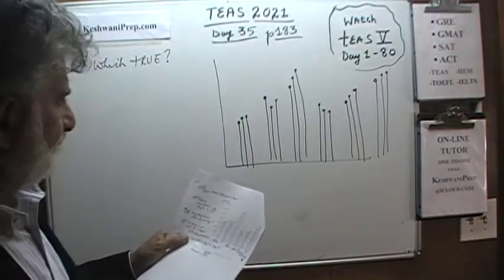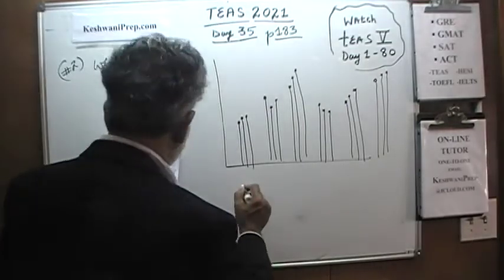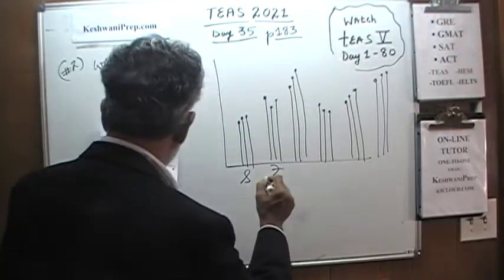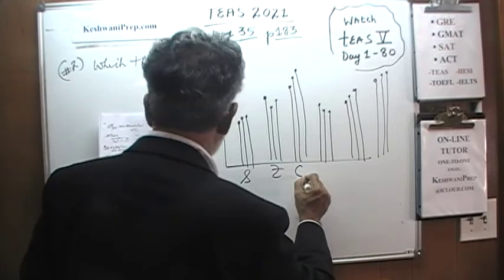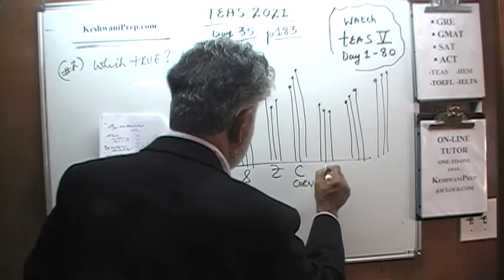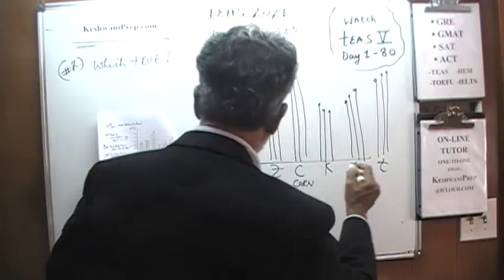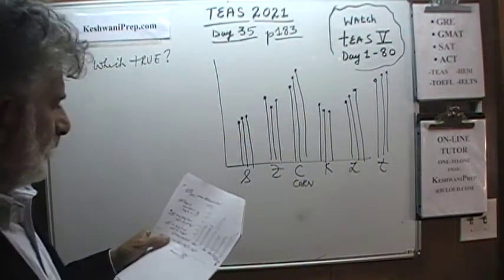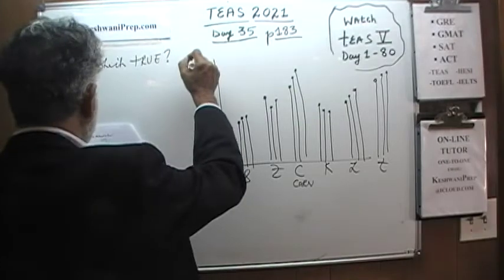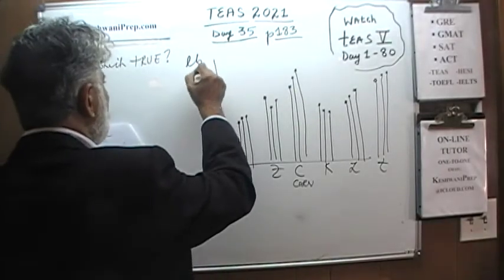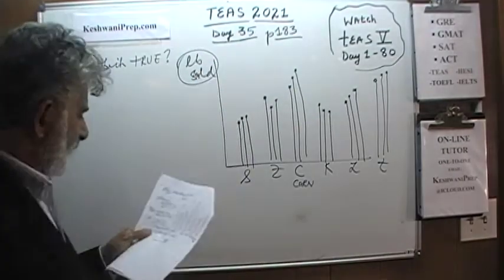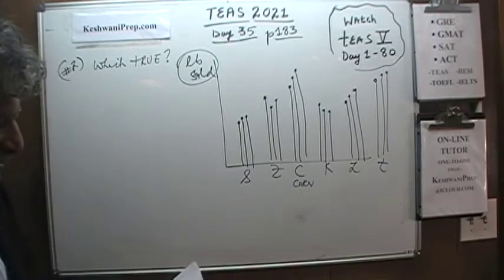Something to this effect. So here we have squash, here we have zucchini, here we have carrots, here we have corn, here we have carrots, here we have lettuce, and here we have tomatoes. And here we have the quantity, the pound. Pound sold, how many pounds we sold. We can begin our story. That's all we need. Let's begin our story.